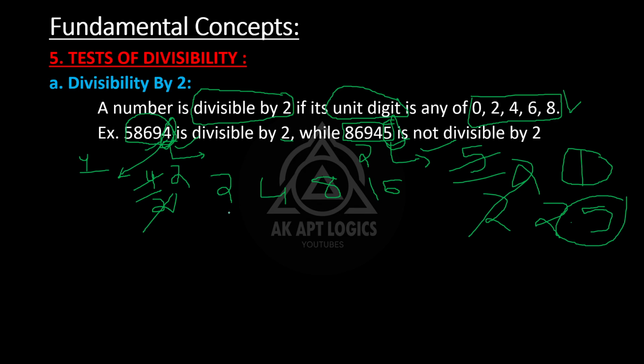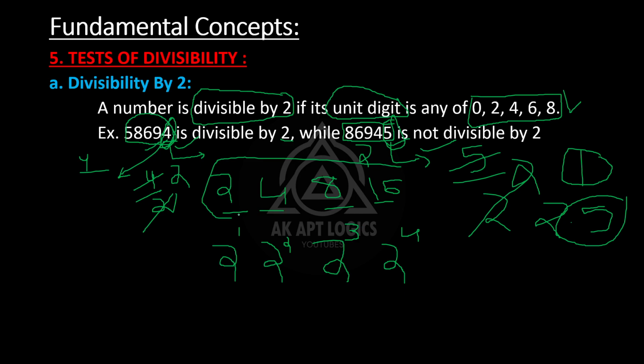So similarly, the divisibility rules for 2, 4, 8, and 16 are similar, because we can write 2 in the form of 2 power 1, right? We can write 4 in the form of 2 power 2, 8 in the form of 2 cube, and 16 in the form of 2 power 4. So in the case of 2, we are going to check the unit place digit only, which means a single digit.